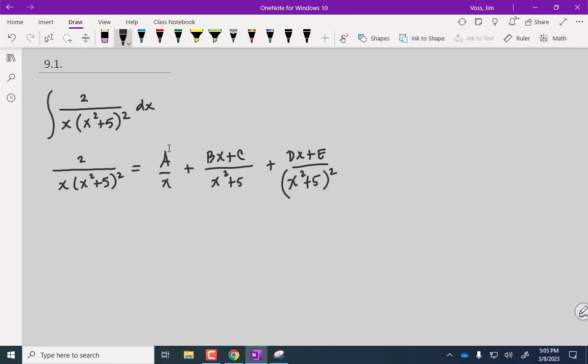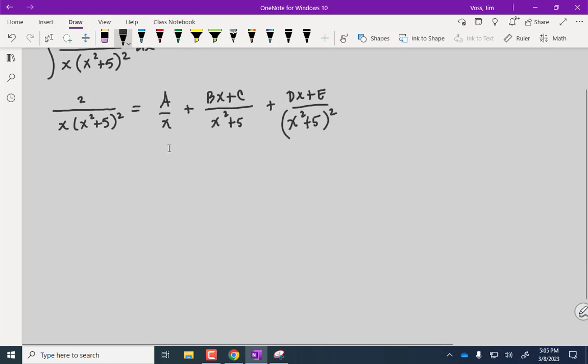We have to have a fraction for each power of a repeated factor. So the x squared plus 5 is repeated, so we need to have a fraction for x squared plus 5 and an x squared plus 5 squared. One for each. Multiply both sides by the denominator.